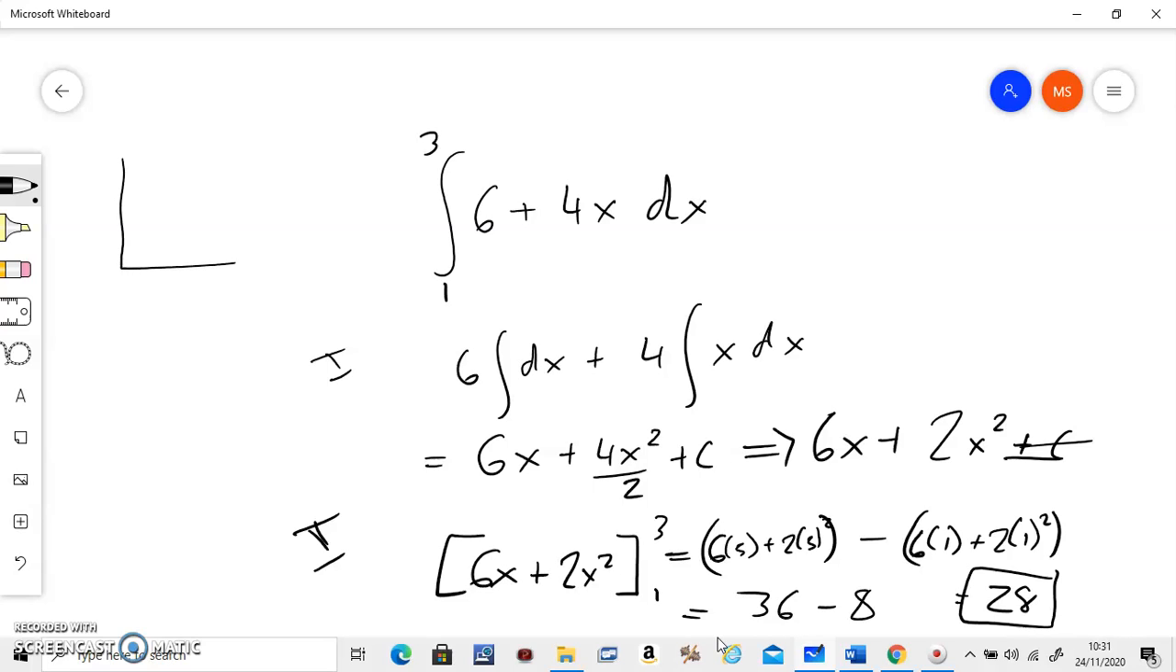If you draw the graph of 6 plus 4x, it should look something like that. Right? Going through 6. Now from the point 1 to 3, if you draw the area below the graph, the area is 28 square units. And this will be used in application.